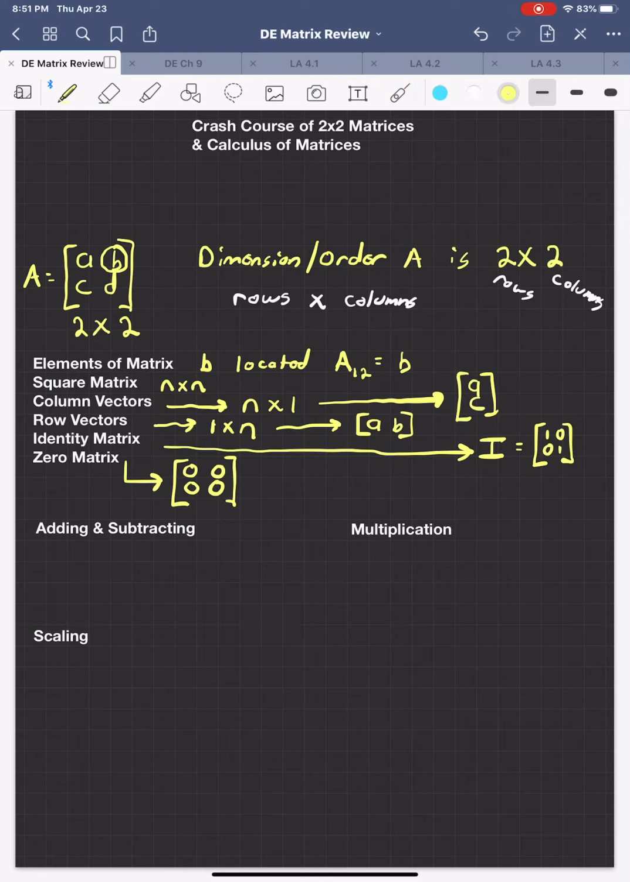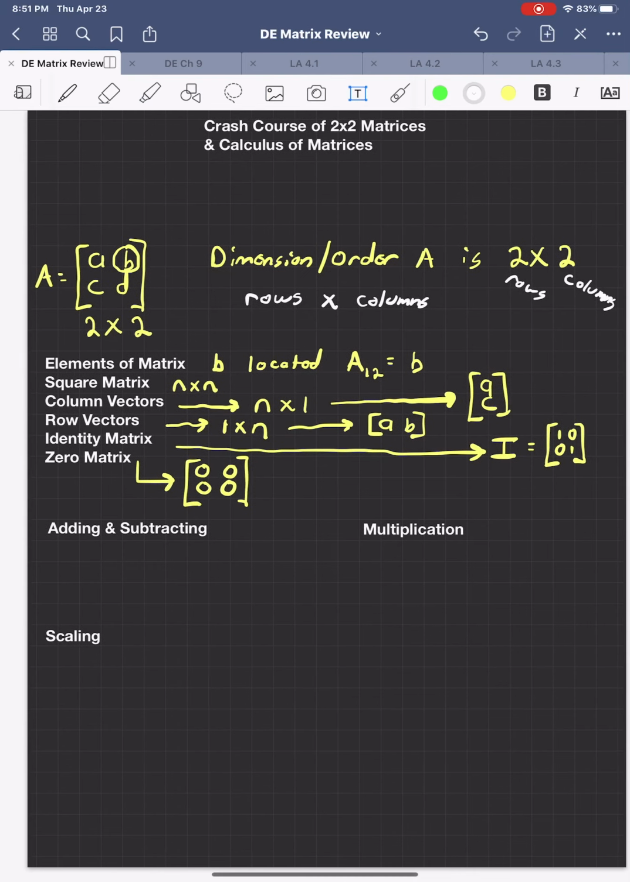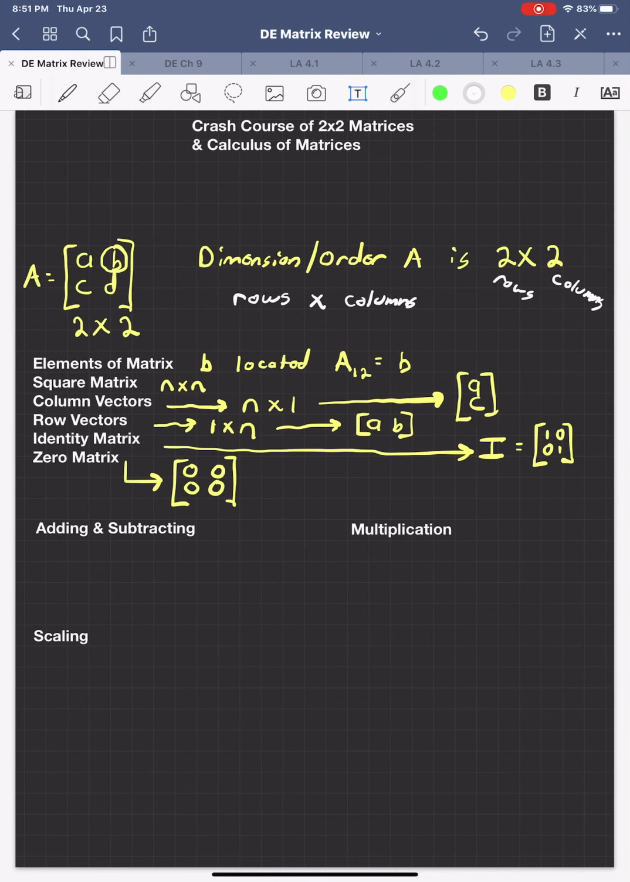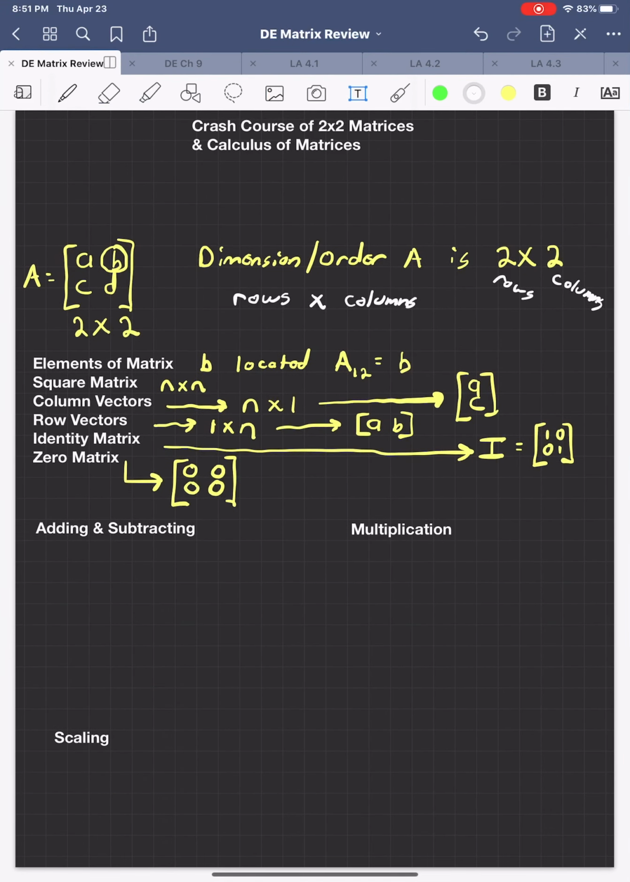Now, when you're adding or subtracting matrices, the condition is that they must have the same dimension, the same order.